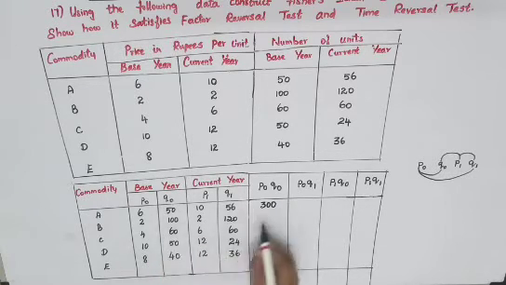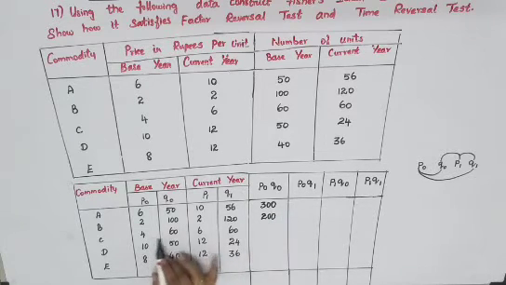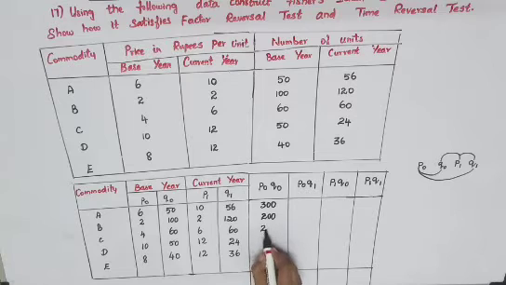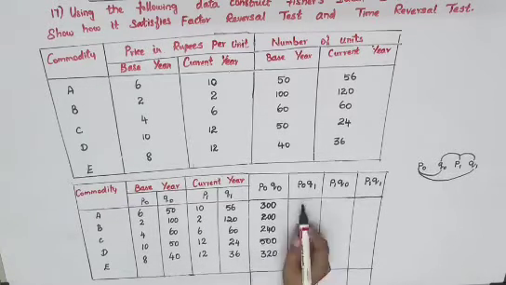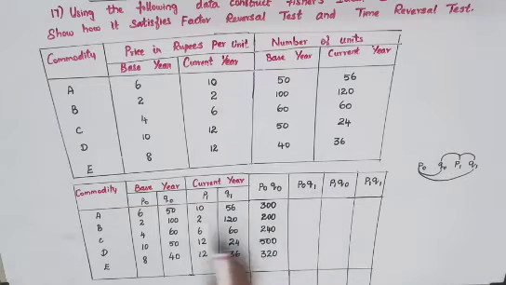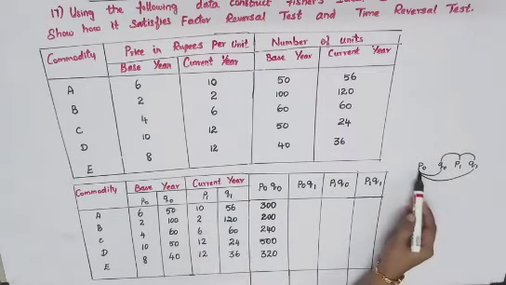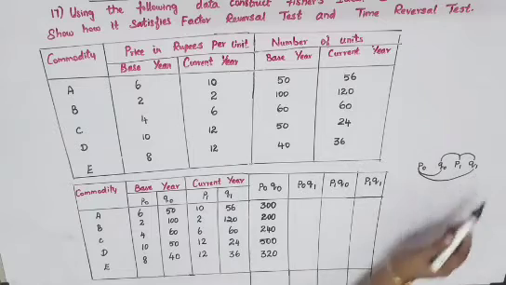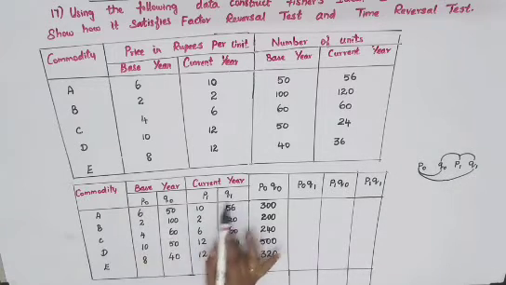2 into 100, you will get 200. 4 into 60, you will get 240. 10 into 50, 500. 8 into 40, 320. Next is P0 Q1. I have just drawn it here: first and last. So P0 and Q1, that is the first column and the last column.